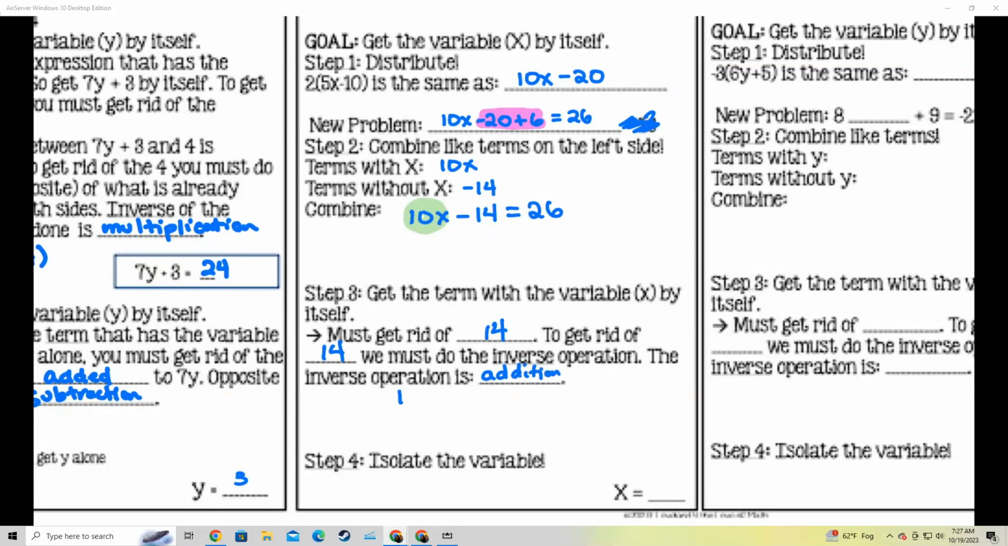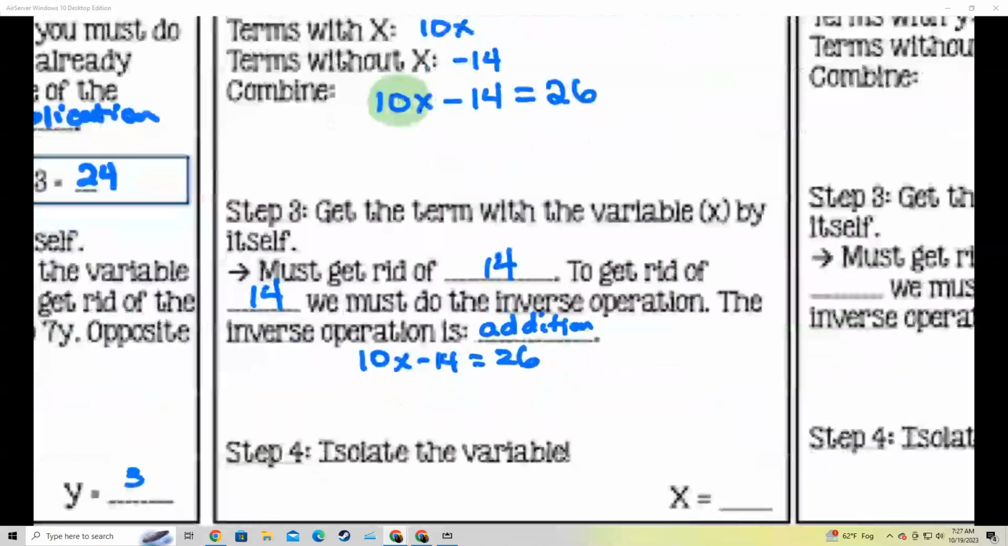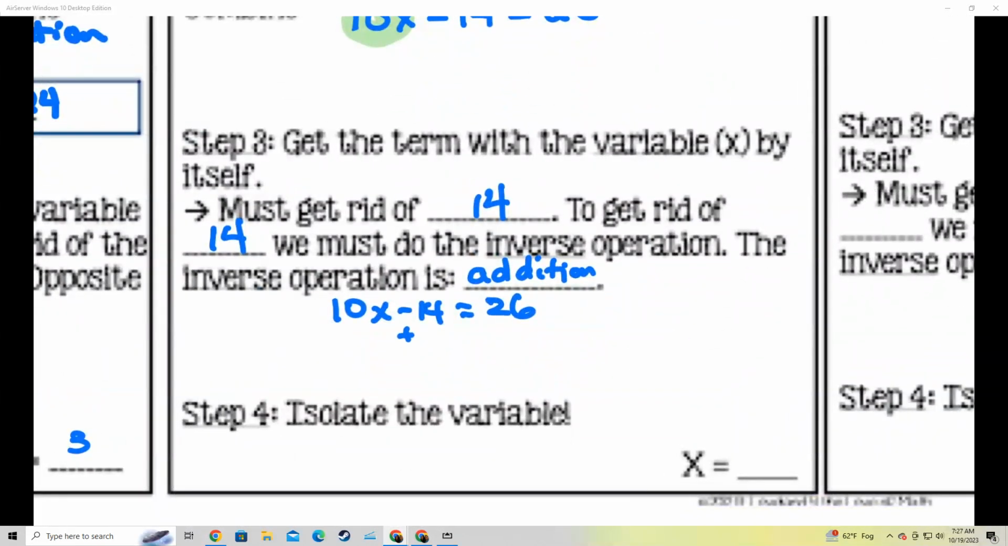So I'm going to take my 10x minus 14 equal to 26. I'm going to add 14 to both sides. These are going to cancel. The 10x is going to drop. Now I have 10x is equal to 40.